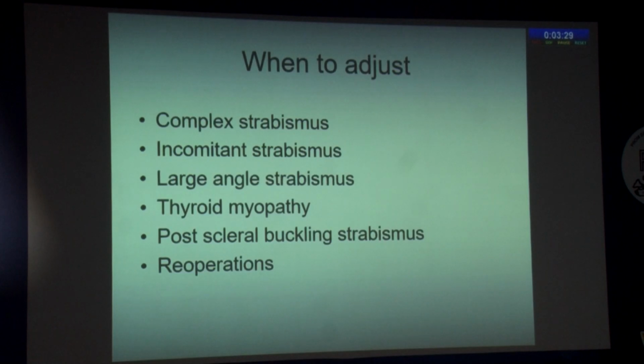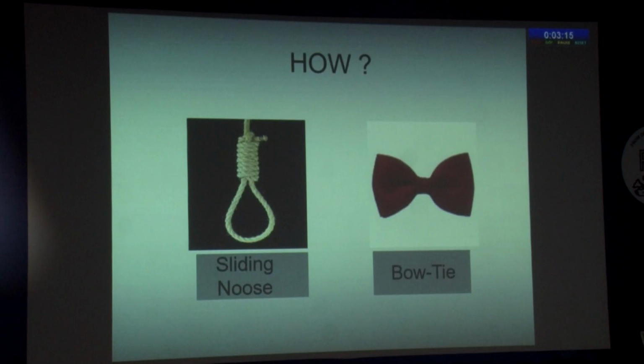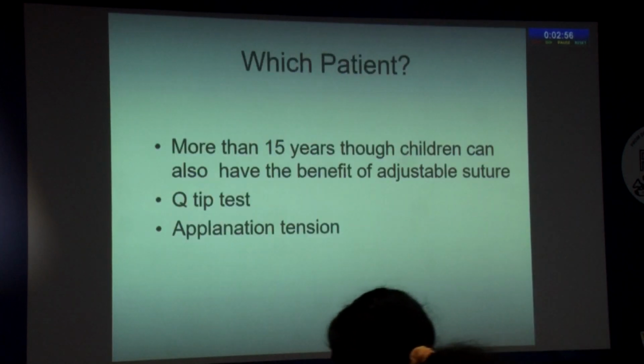So when to adjust, these are the situations where you probably want to have this technique in your armamentarium. These are the places where patients are likely to be diplopic, incompetent angles, and they are likely to be unhappy with the traditional surgery. How would you do it? There is a sliding noose technique, there is a bow tie technique, and there is a newer short noose technique produced by Nihalani et al. The advantage of the short noose technique is that it does not require too much manipulation, it is much easier to manipulate, and it doesn't require any sedation or anesthesia.